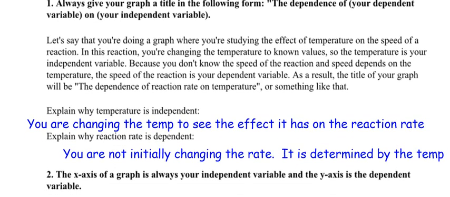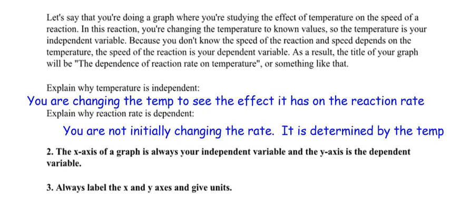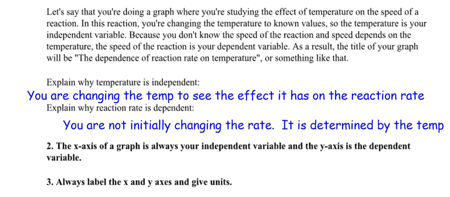Make sure your x-axis is always your independent variable and your y is always your dependent. So in this case, you would put temperature on the x-axis, which is your horizontal, and you would put your reaction rate as your y, or your vertical. Often temperature is your independent. Your time must be independent if you're graphing that kind of stuff. Always label your x and y axes and give them their units.